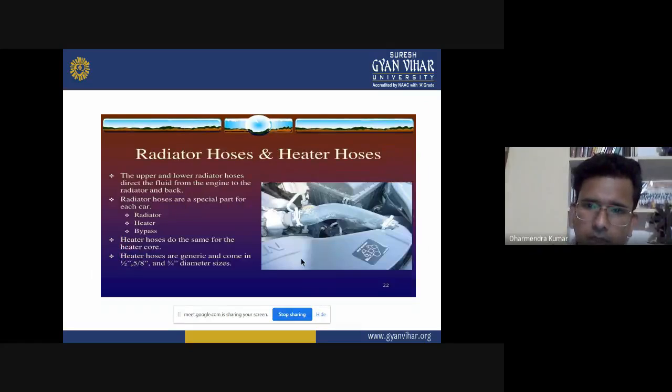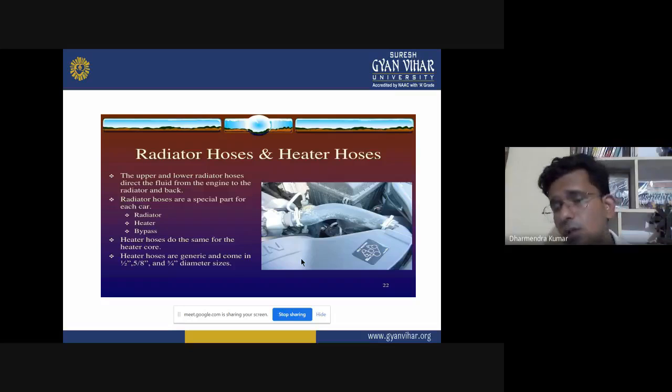Radiator hoses and heater hoses. The upper and lower radiator hoses direct the fluid from the engine to the radiator and back to the engine. Radiator hoses are a special part, fitted to each other. The bypass hose works as a bypass to the radiator, between engines. Heater hoses do the same for the heater cores.